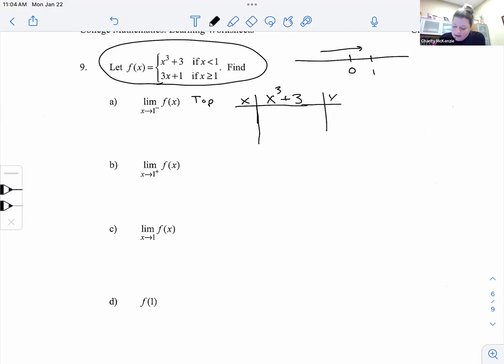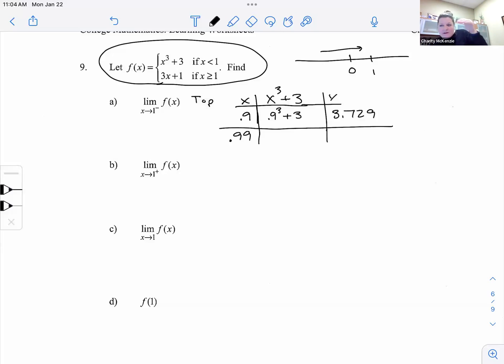So what is something really close to 1? Something like 0.9. You're just a little bit lower, right? So I'm going to take 0.9 to the third plus 3. Zero point 0.9, oops, not negative, 0.9 to the third plus 3. I get 3.729. Okay, and then let's go even closer, which would be 0.99.